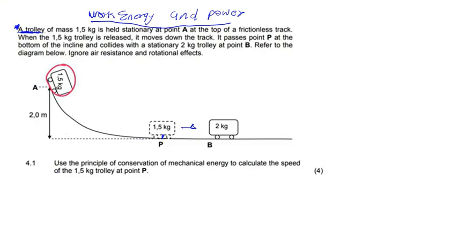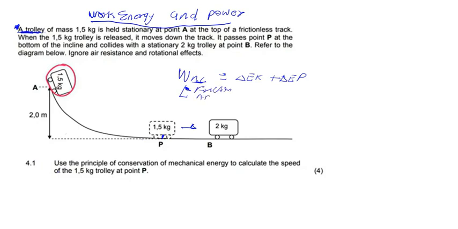They say use the principle of conservation of mechanical energy to calculate the speed of the 1.5 kg trolley at point P. So we know that we have a formula or principle which says W_nc is equal to the change in KE plus the change in PE.